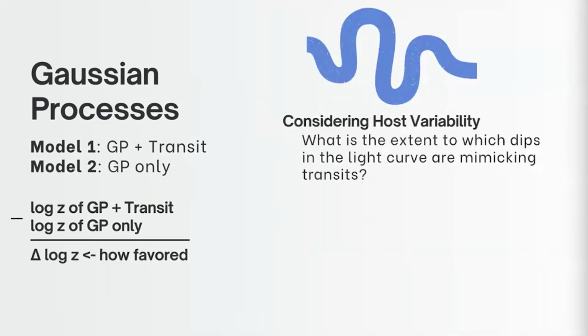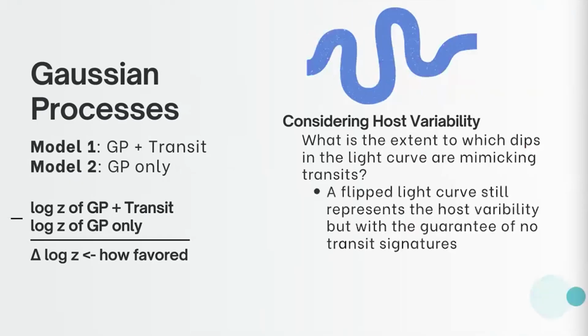And so I want to go back to this concern about host variability. Jackie asked a question earlier, and the question is, there's a lot of bumps and wiggles in the light curve. How can we distinguish those from real transits versus just natural dips that are mimicking them? And so we approach this by assuming that the variability is symmetric about some average. So maybe there's as many brightening events as there are dimming. And so if you flip your light curve, then you can expect that the host variability shape should remain relatively the same. But now that it's flipped, there's a guarantee that there are no real transits in that light curve.